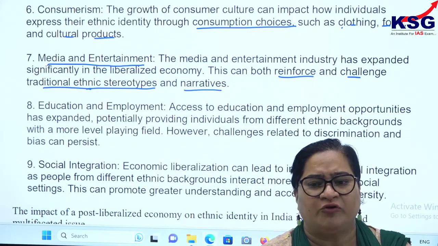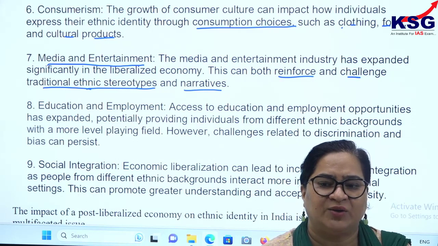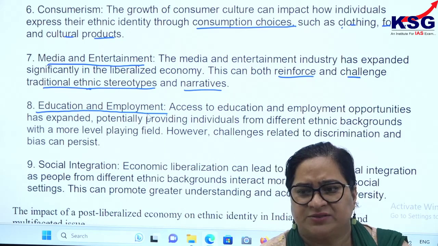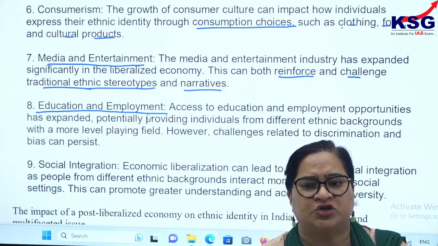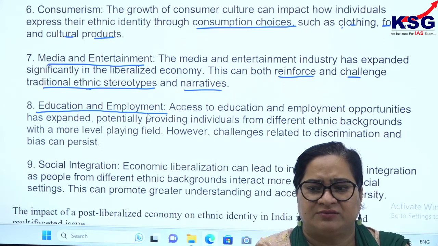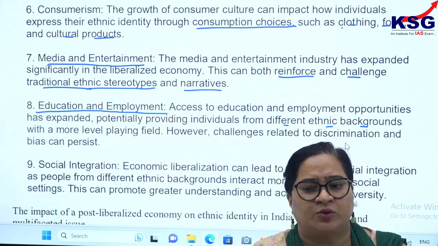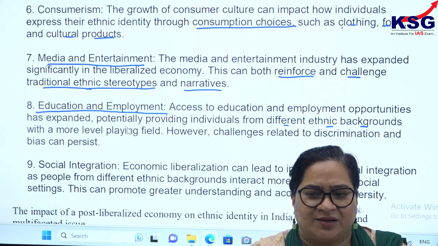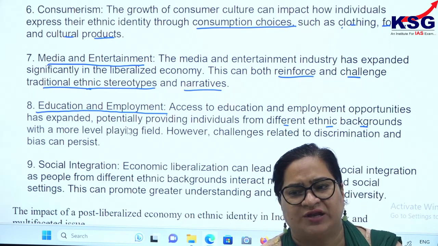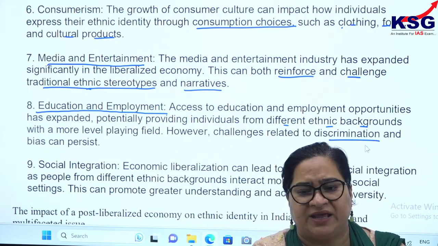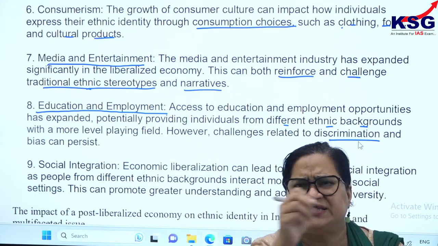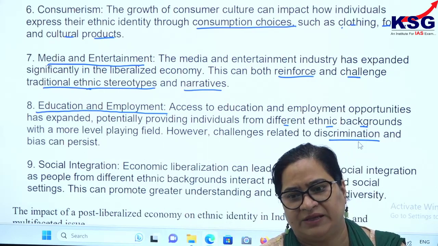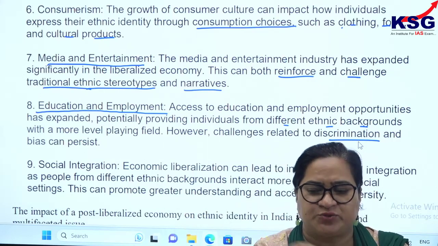Then further, we can think of education and employment. In terms of education and employment, when we are reflecting upon it, we can see that this dimension can be connected with different ethnic backgrounds. And when we are talking about different ethnic backgrounds, people are exposed to different levels of education and employment. This will lead to discrimination, bias, divide, class divide, all that will also be a byproduct of liberal economy. Social integration may also experience both.